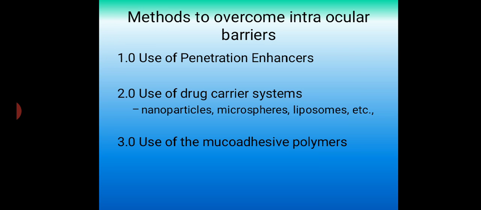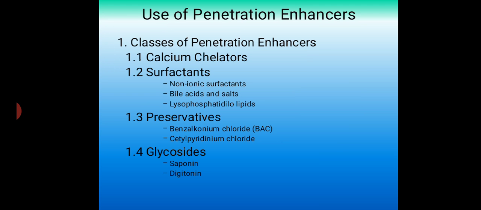The methods to overcome the intraocular barriers generally include three methods: use of penetration enhancers, use of drug carrier systems, and the third one is use of mucoadhesive polymers. Let us discuss one by one. In this session we will go deep into the use of penetration enhancers. Penetration enhancers are chemical substances used as excipients along with the drug formulations, and these substances help in the permeation of the drug into the eye.